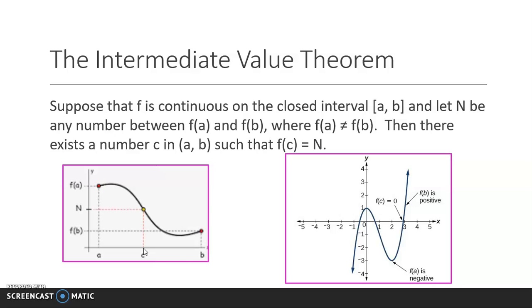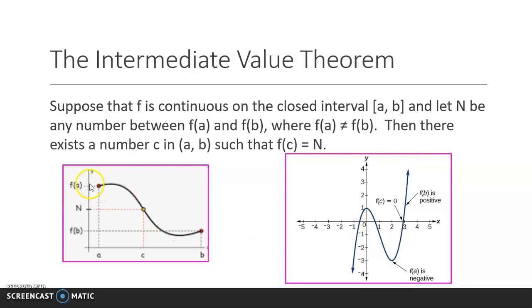Now, it's really useful to use this to find zeros, because if f of a is negative and f of b is positive, then there has to be a 0 in between those two numbers, because it's continuous. It can't skip over the 0. And that's what this is talking about. It's saying if I have a positive value here and a negative value there, and it's continuous in between, then there has to be a 0 in between.